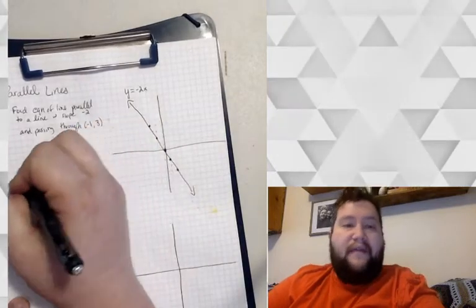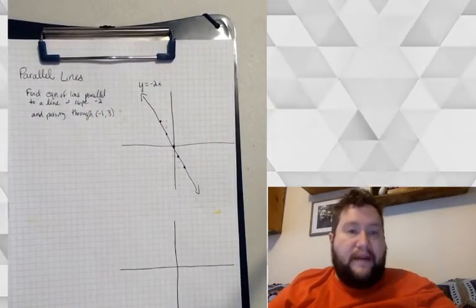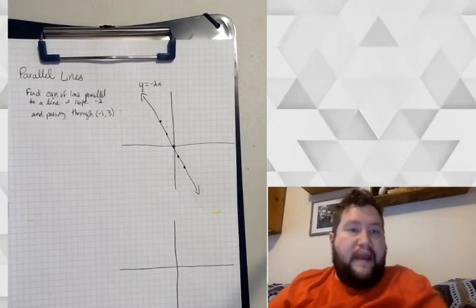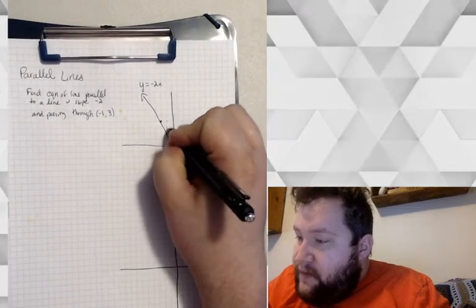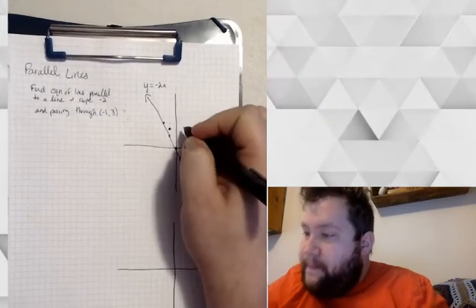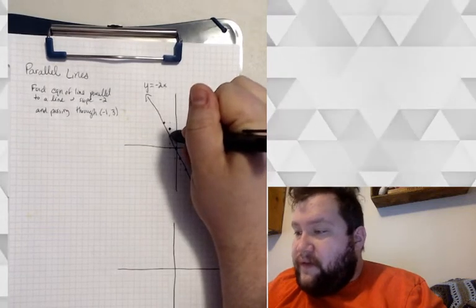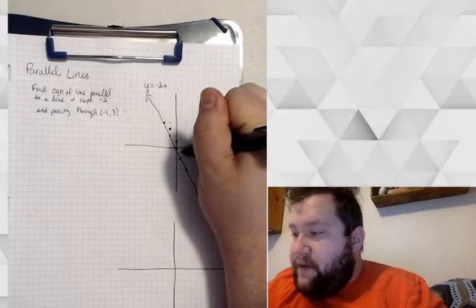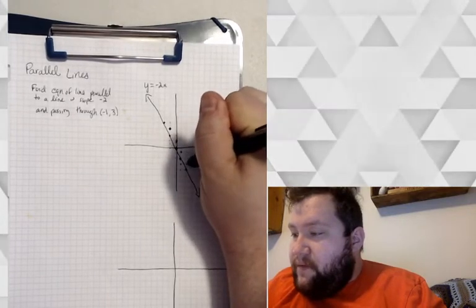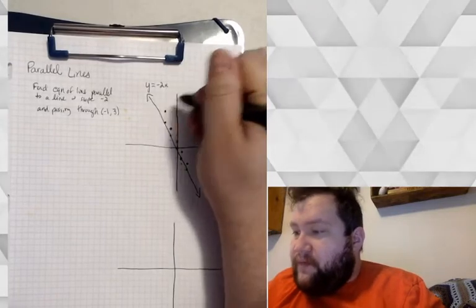So if we have some other line going through -1, 3. So x is -1, 1, 2, 3. So we have this point, and our slope is -2. So down 2, right 1, down 2, right 1, down 2, right 1. Or from here, up 2, left 1.